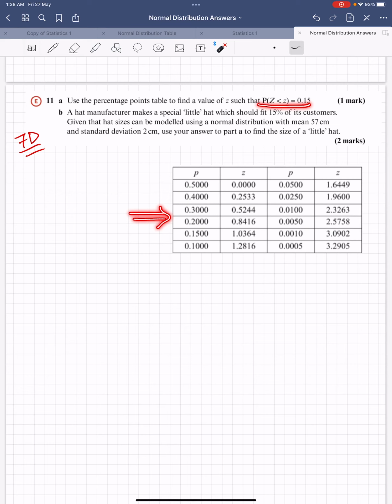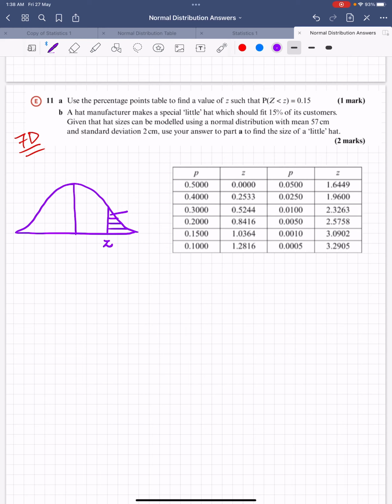So first let us start with a probability of 0.15 being towards the greater side of z. Let us draw the diagram to represent this information. This is a probability greater than a particular value of z, which is 0.15. We are drawing this because the table gives us the probability to the right side. Now we use the table. We have the probability on the right side and we have the corresponding z value.